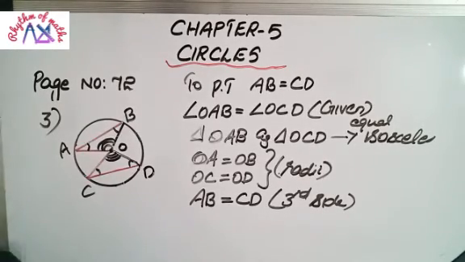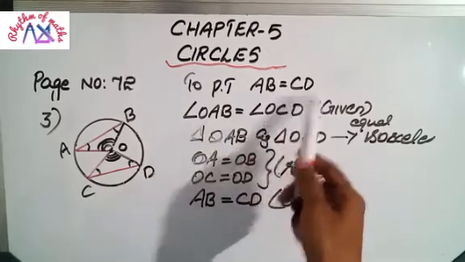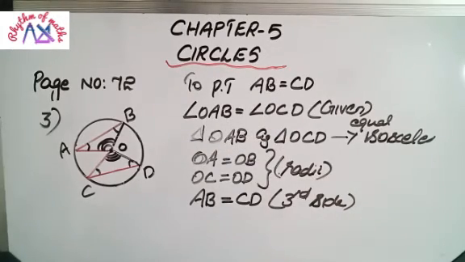What we need to prove? These two chords are equal, that is AB equal to CD, that we got here just by considering isosceles triangles. So this is the third one's answer.